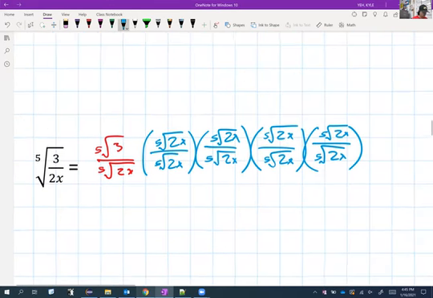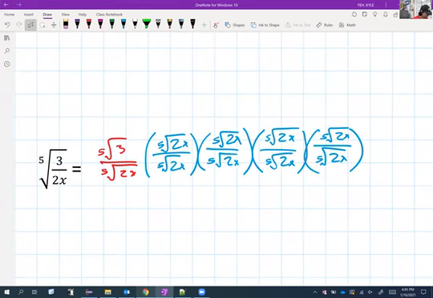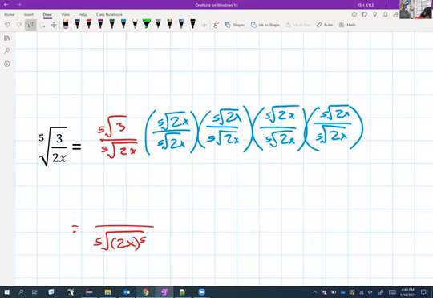And so what is this going to give us? Well, on bottom, we know that this is going to equal 5th root of 2x to the 5th, because we're multiplying all of them together. There were 5 of them. And up here, we're going to get 5th root of 3, 2x to the 4th, right? Because 2x, 2x, 2x, 2x.